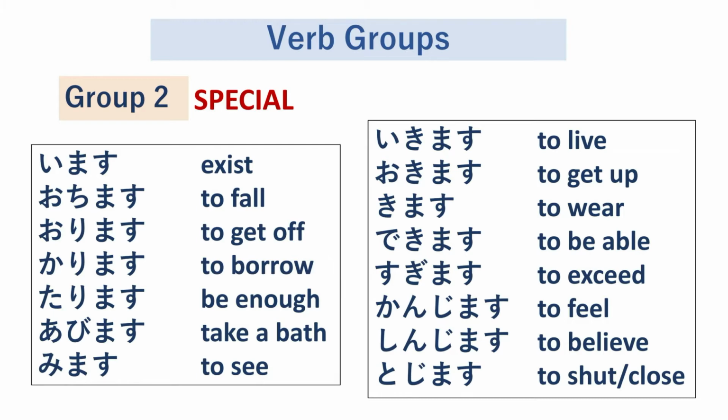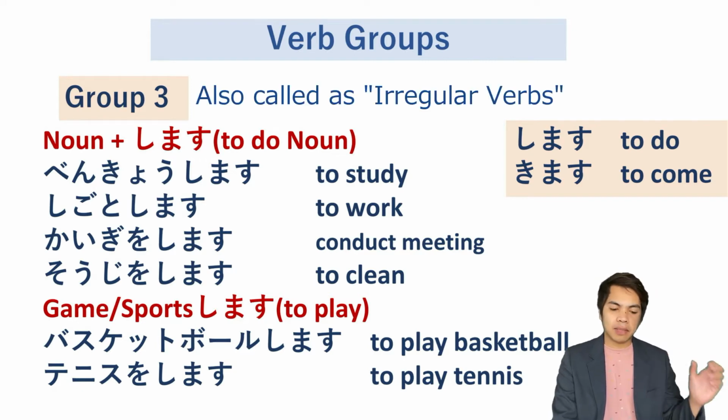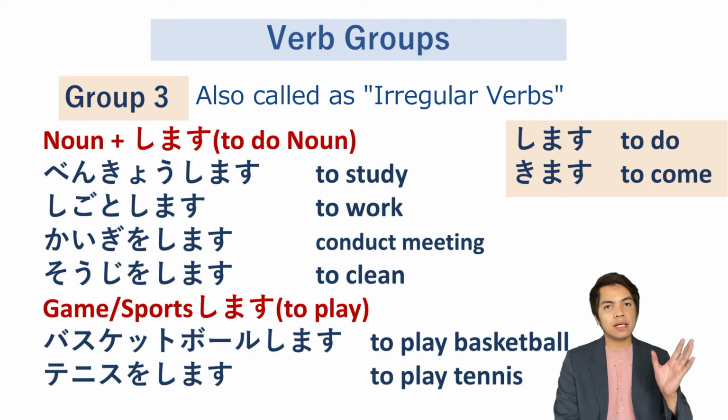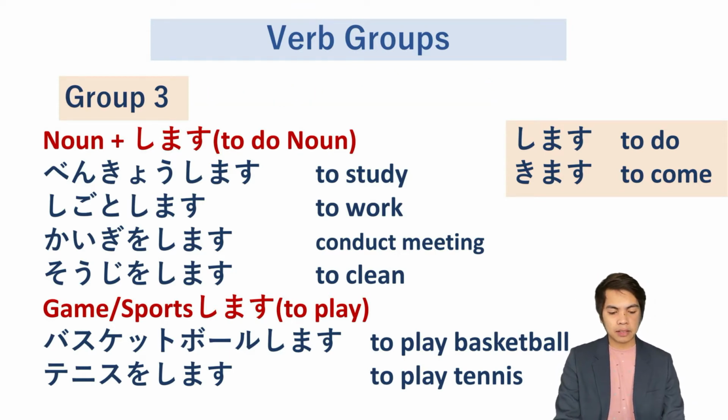So if we remove the masu, the last characters have I sounds, but they belong to group 2 verbs, or special verbs. Now for the group 3 verbs, these are nouns plus shimasu. So shimasu means to do. It means to do the action stated by the noun. So the first example is benkyou shimasu, to study. Benkyou is a noun. It means study, plus shimasu, benkyou shimasu, to study.